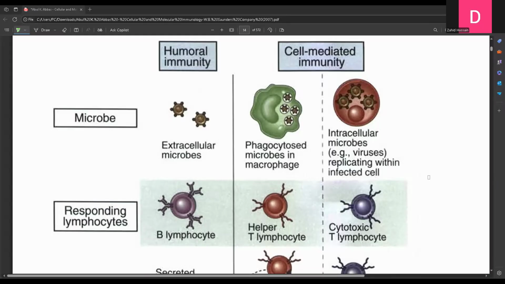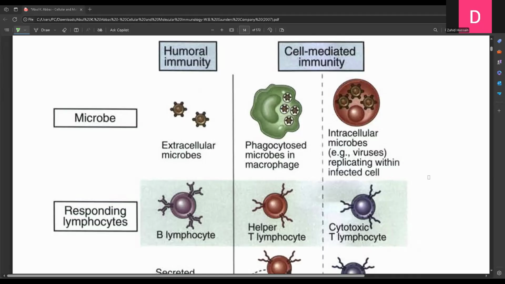We know that immunity is the defense of our body against pathogens and cancer. And in it we divide immunity into innate immunity and adaptive immunity. So then this adaptive immunity is divided into two types, humoral immunity and cell-mediated immunity.